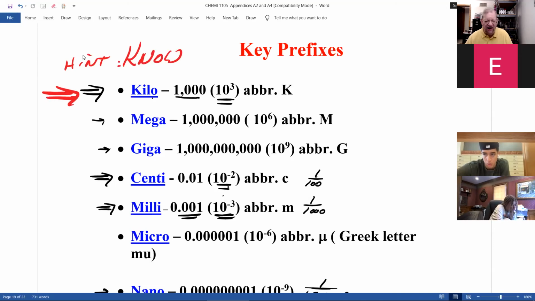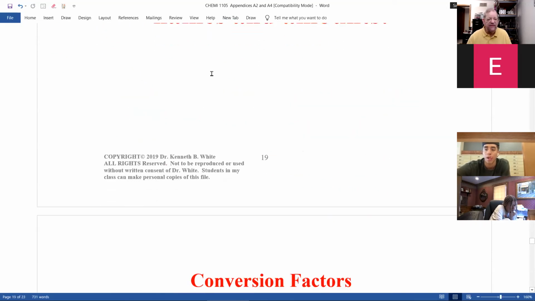But the ones I want you to know: kilo is 1,000. Centi is 100th, 10 to the minus 2. And by the way, kilo is 10 to the third times whatever. And you should know milli is 10 to the minus third, 1,000. So you should know those.